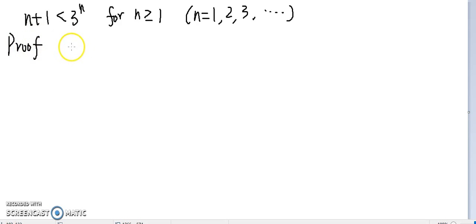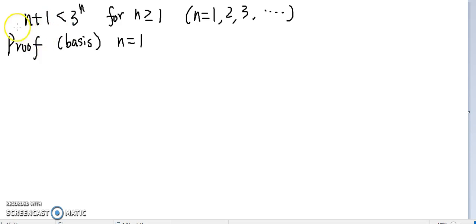Mathematical induction has two steps. Step 1, we do the basis step. In this step, we always start with the smallest n. The smallest integer for n is 1. So let's say n equals 1.